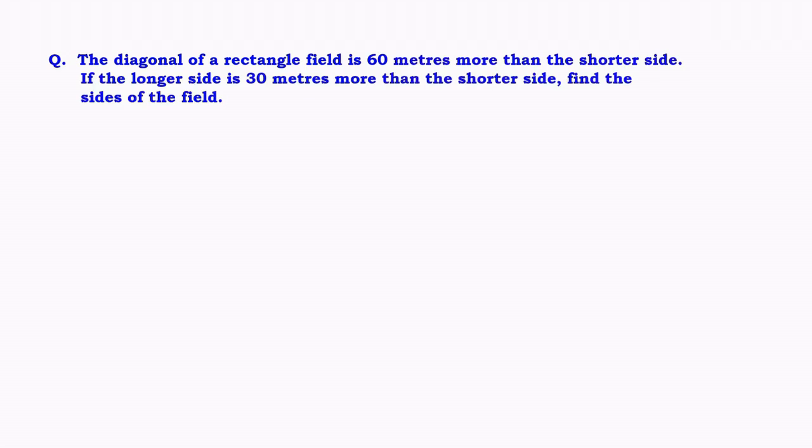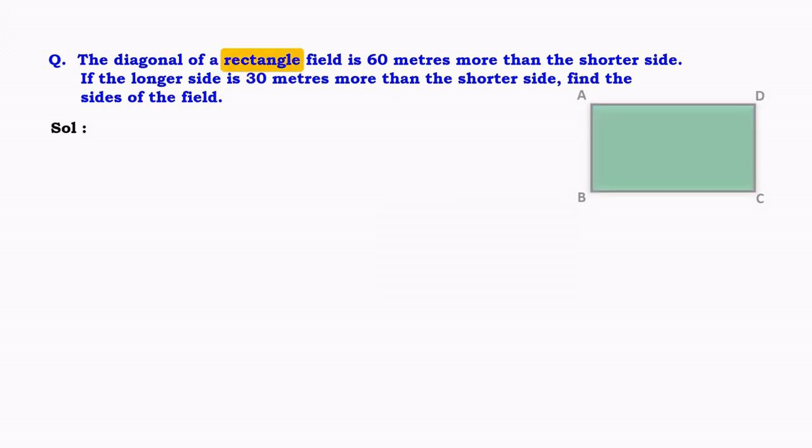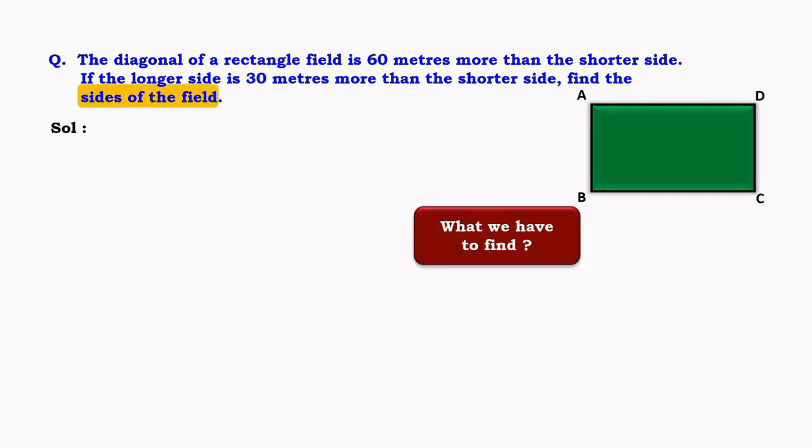Let us carefully read the question. We are told that the diagonal of a rectangular field is 60 meters more than its shorter side. Also, the longer side is 30 meters more than the shorter side. We have to find the lengths of the sides of the field. Before starting the solution, let us identify the geometric figure involved. Since the question talks about a rectangular field, the geometric figure considered here is a rectangle. Whenever we solve a word problem, the first step is to identify the figure and understand what quantities are given and what we have to find.